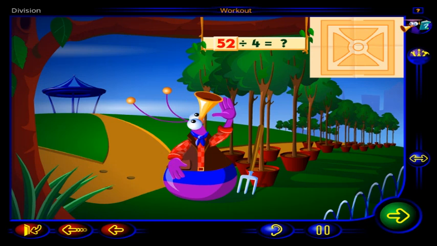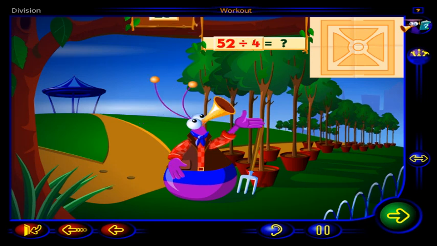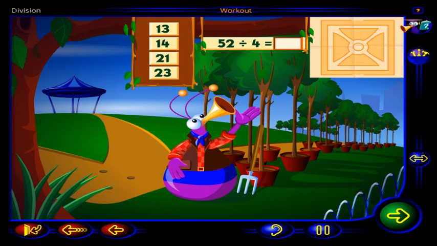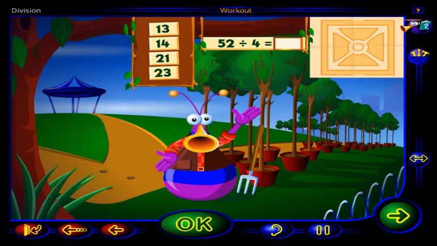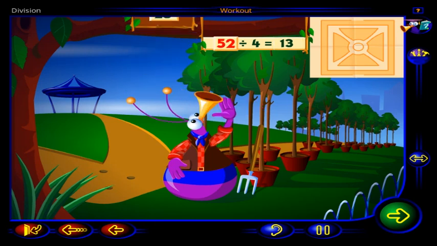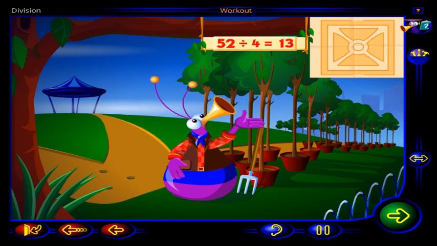What is 52 divided by 4? Drag your answer here, and when you're done, click OK. That's it. 52 divided by 4 is 13.